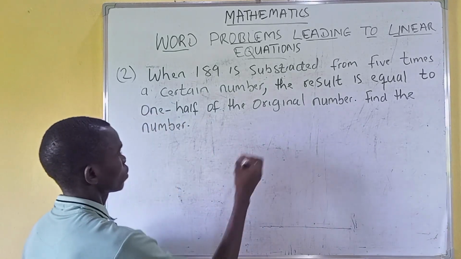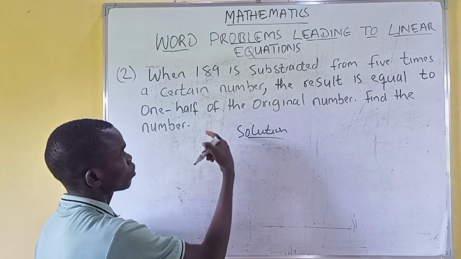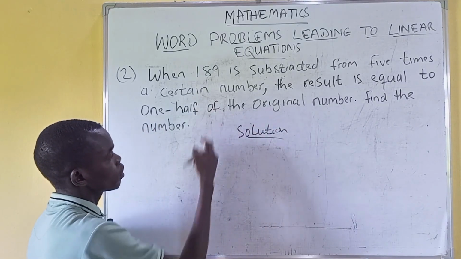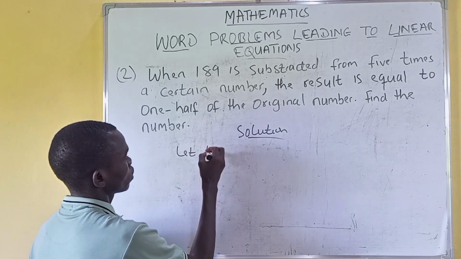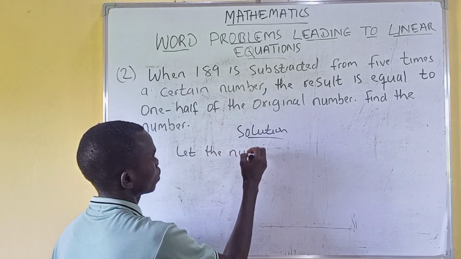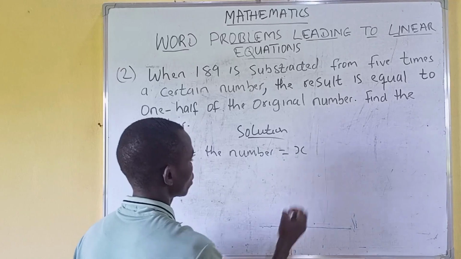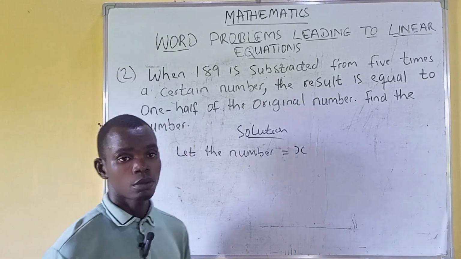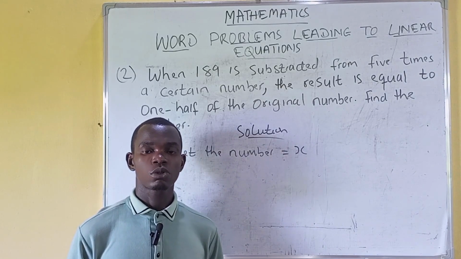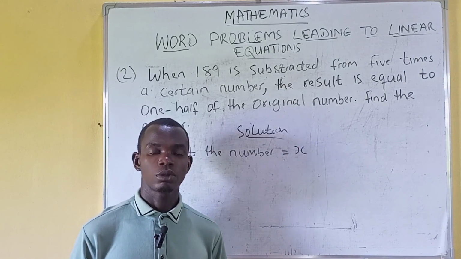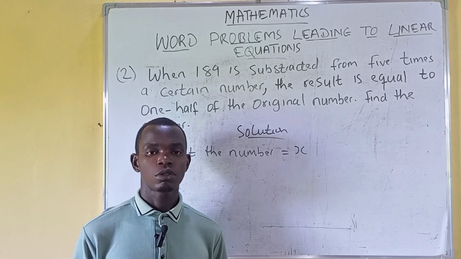And from the question, we represent the certain number as S. So let the number equal S. And the second rule, with the third rule, we change each statement in the question to a statement containing the letter we have chosen, and we link up all the parts of the question to form an equation.